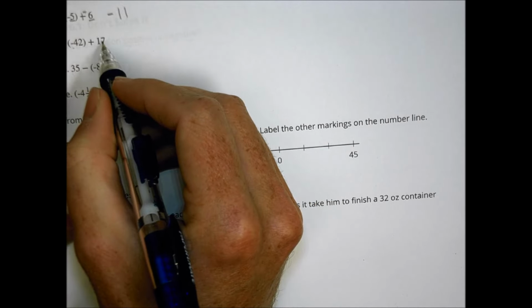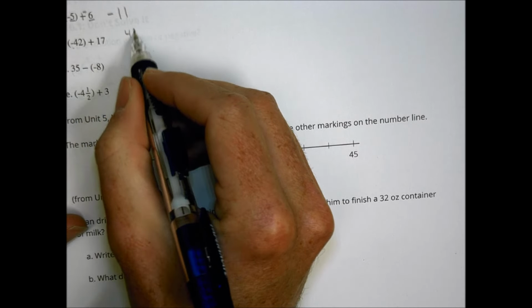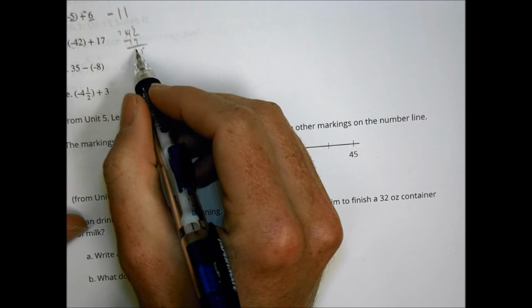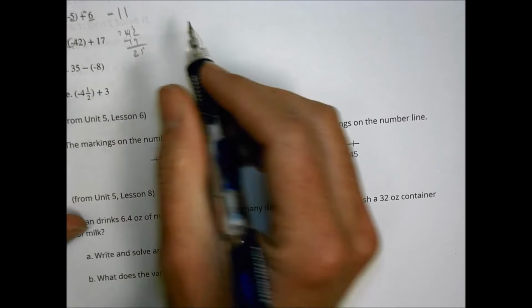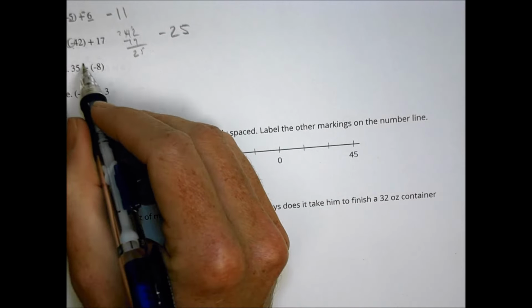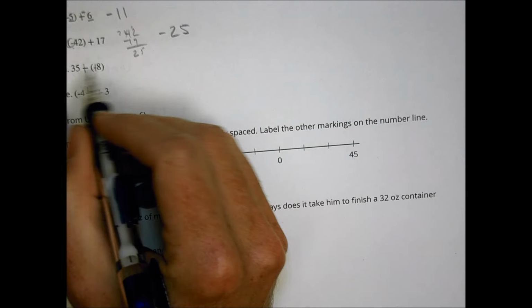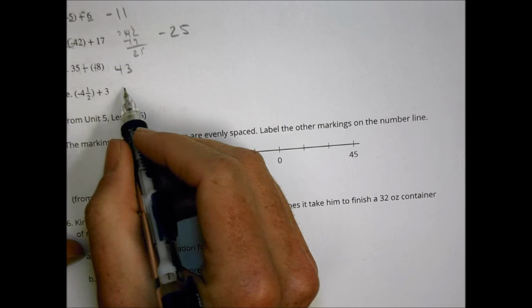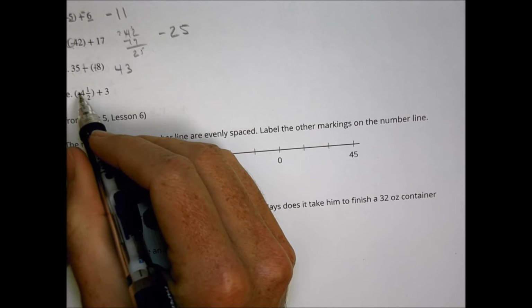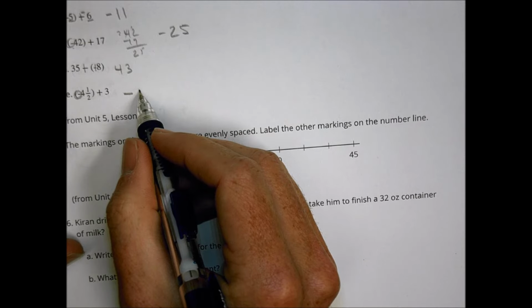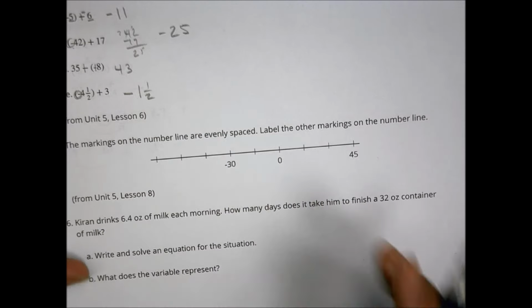Here the signs are different, so I find the difference, 42 minus 17, which equals 25, and I keep the bigger sign, so we're going to say negative 25. Here, add the opposite, so just add. 35 plus 8 is 43. And here the signs are different, so I find the difference and keep the bigger sign. So we're going to keep it negative. Negative 4.5 minus 3 is negative 1.5 there.